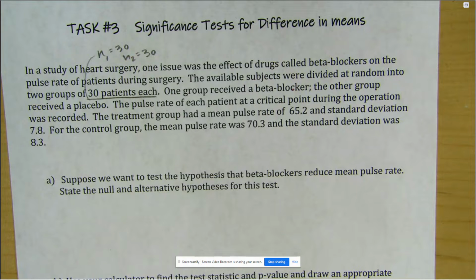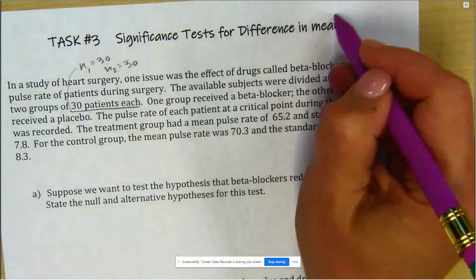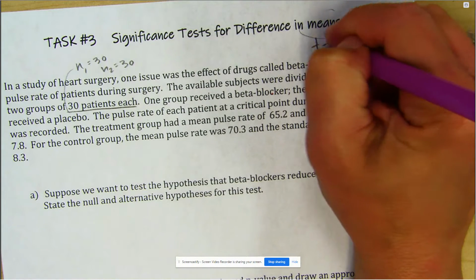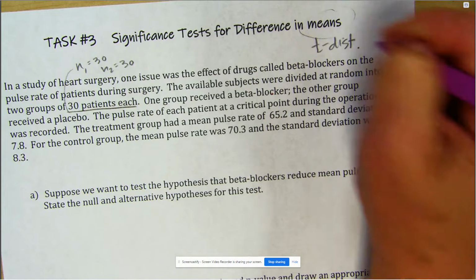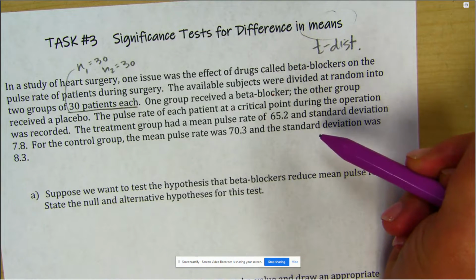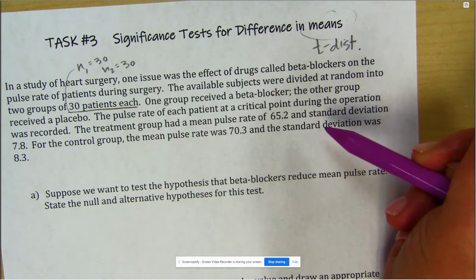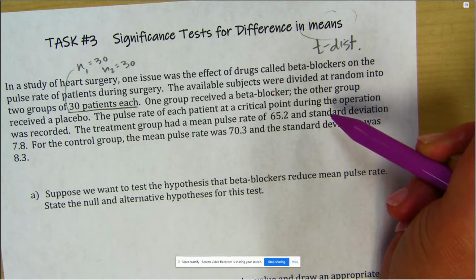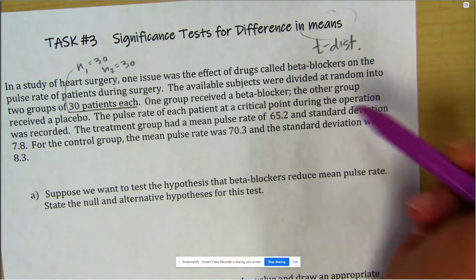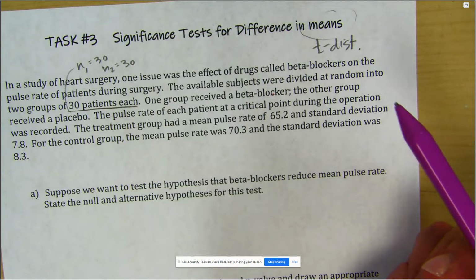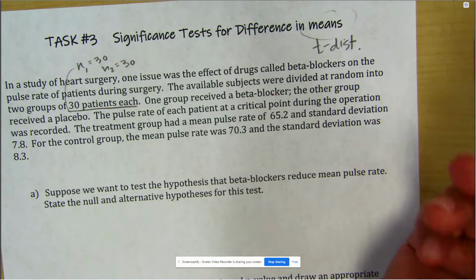So we are going to use a t distribution, and whenever you see means, it's most likely going to be a t distribution. Because the formula that we're using to calculate is the standard error, not really the standard deviation. So it's a little off. It kind of looks like the normal distribution, but a little bit more in the tails. Okay, so let's just keep going.